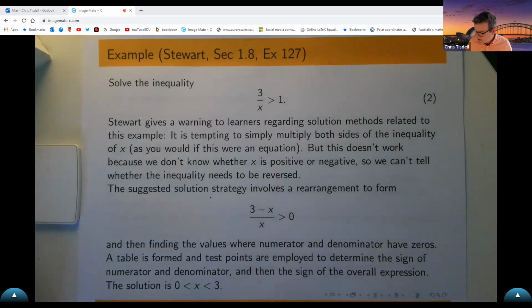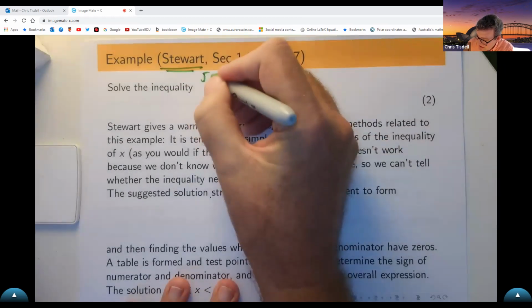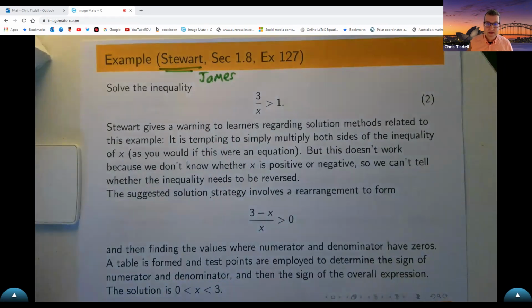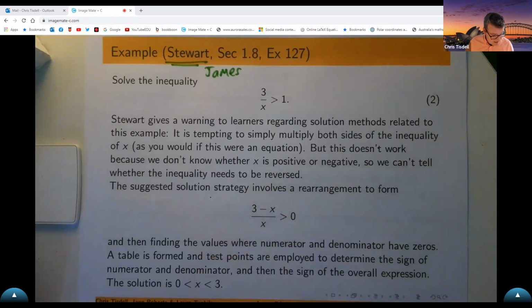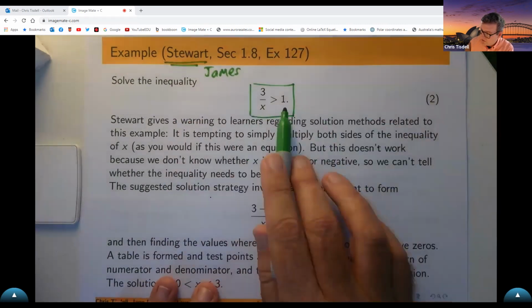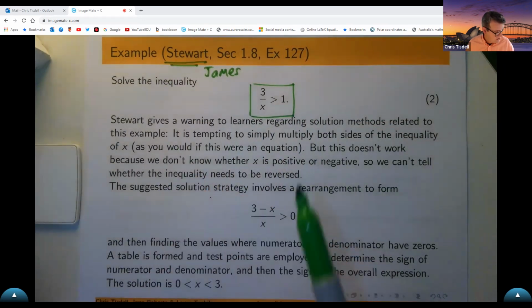So here's another example. Stewart, you might know James Stewart, right? He got very famous and very rich by writing big calculus textbooks. I got to meet him a few times, and he was a great guy. But let's look at an example from Stewart's book. So you're asked to solve the following problem, and then Stewart gives a warning to learners, right?